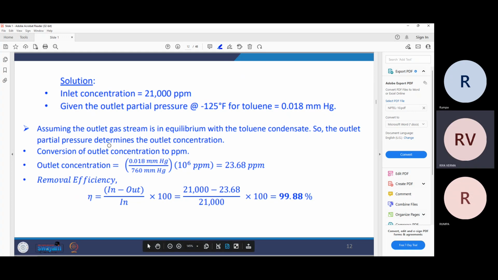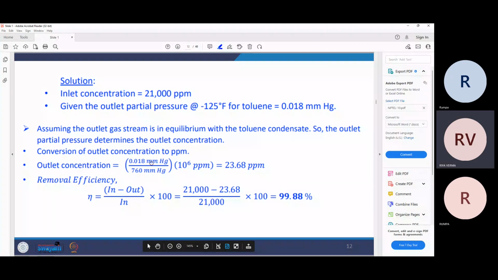So assuming the outlet gas stream is in equilibrium with the toluene condensate, the outlet partial pressure determines the outlet concentration. So we'll convert this outlet concentration into ppm, that is parts per million. So outlet concentration is 0.08 mm of Hg.